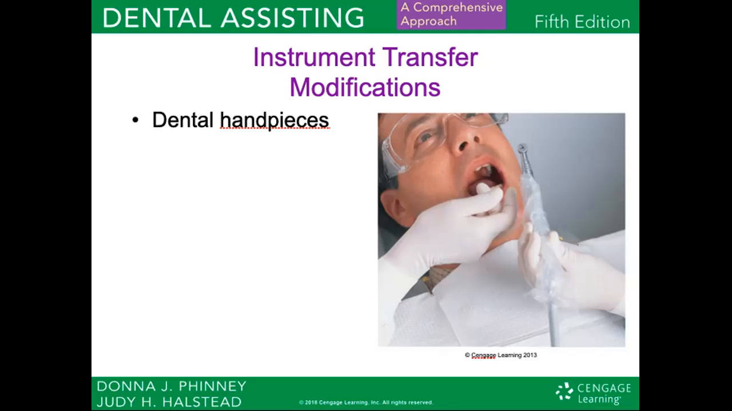But if you are in an office using a front loading dental unit, then it's very possible that you will be passing handpieces back and forth. So if you're going to pass a handpiece to the operator, you want to make sure you grab it near the hose, like the person in this picture is doing, away from the working end. This is so that when you pass it to your operator, they have room on the handle to grab it near the working end and start working in the mouth right away.